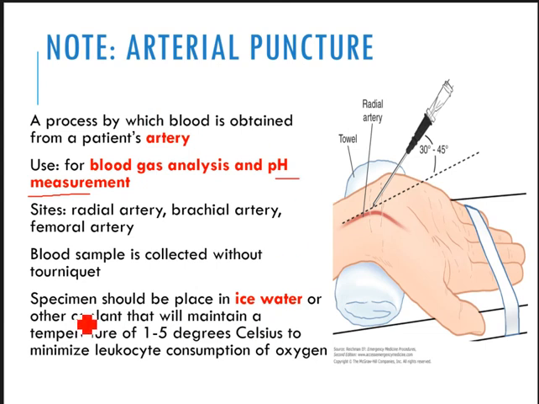Now, blood sample is collected without your tourniquet because it already has pressure coming from the pumping of your heart. So, if you put a tourniquet there, it will hurt your patient directly. Okay? So specimen should be placed in ice, water, or other coolant that will maintain a temperature of 1 to 5 degrees Celsius to minimize the cells' consumption of oxygen. Okay, so arterial puncture is just a good to know fact, and when a person accidentally punctures it, you have to apply pressure to the area and report to the supervisor.